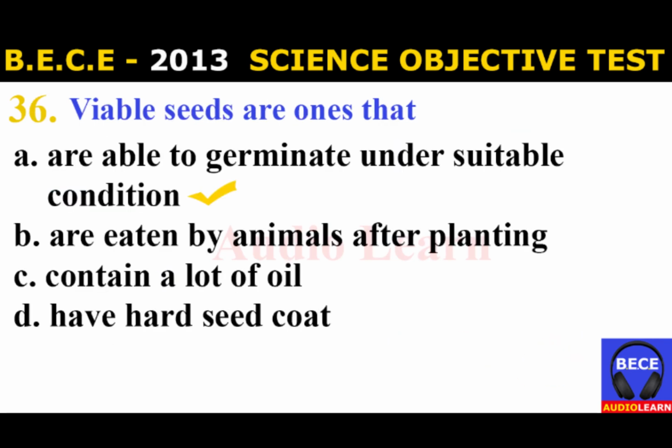Number 36. Viable seeds are ones that A. are able to germinate under suitable conditions, B. are eaten by animals after planting, C. contain a lot of oil, D. have hard seed coat. And the answer is A. Are able to germinate under suitable conditions. Viable seeds are ones that are able to germinate under suitable conditions.